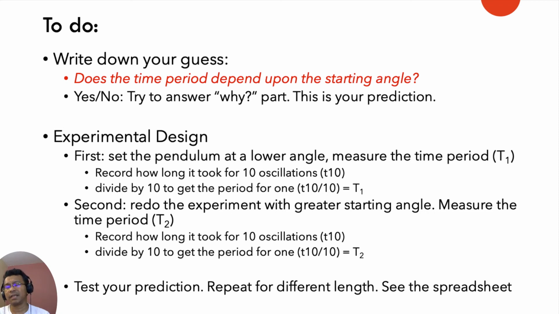And then you design the experiment. First, set the pendulum at a lower angle. Measure the time period basically by taking the measurement of the time for 10 oscillations. I think this one is going to be easier than the first experiment that you did with the coin drop. I saw that a lot of people had trouble stopping the clock. I think this one is easier because you can expect 10 oscillations to take longer than a fraction of a second.